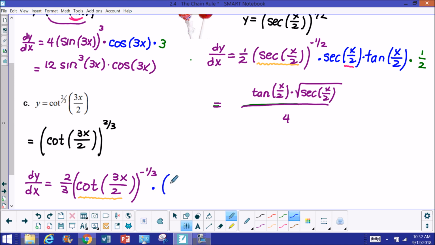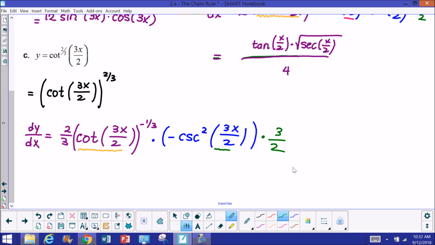That's a trickier one, right? Is it negative cosecant squared of that quantity? And then the last piece, multiply by the derivative of this quantity, which is 3 over 2. What do you think? Double chain rule. And then once we put it all together, we have some nice things happen. The 3's and the 2's cancel. Wow, that worked out really well.